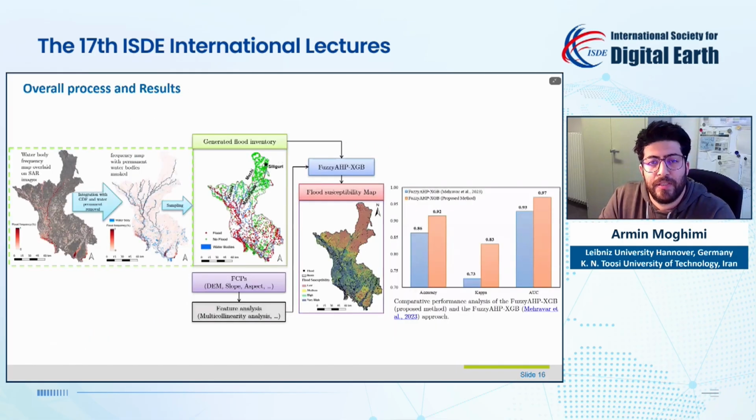Here is a sample of the results from our paper, where we compared our AI-driven flood inventory generation with the traditional odds-based approach used in our earlier study. The findings are clear. When using the AI-based inventory, the performance of the susceptibility model improved significantly. Metrics such as AUC, kappa, and overall accuracy all showed significant increases, demonstrating that a more reliable inventory directly translates into better susceptibility mapping results.